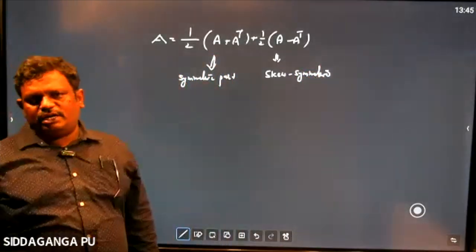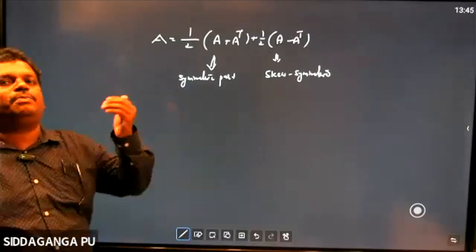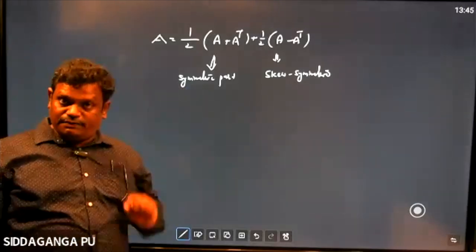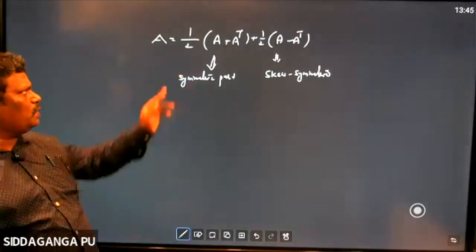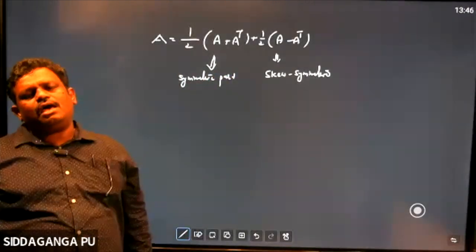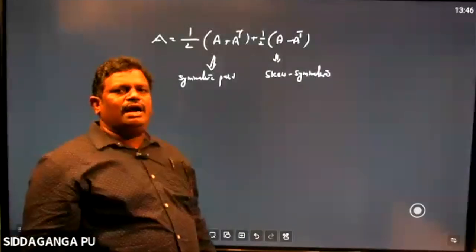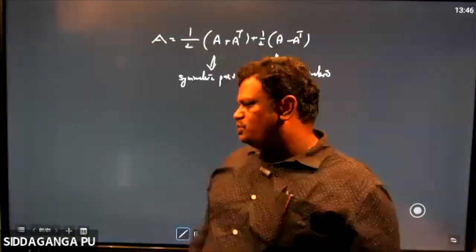This is also important. In previous CET question papers, they asked the question: one matrix is given, what is the skew symmetric part and what is the symmetric part? Then we consider the symmetric part as half into A plus A dash, and the skew symmetric part as half into A minus A dash. Okay? So this is the concept on matrices, and symmetric and skew symmetric matrices also come in some questions.